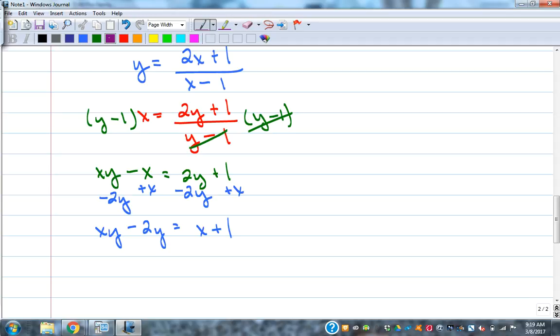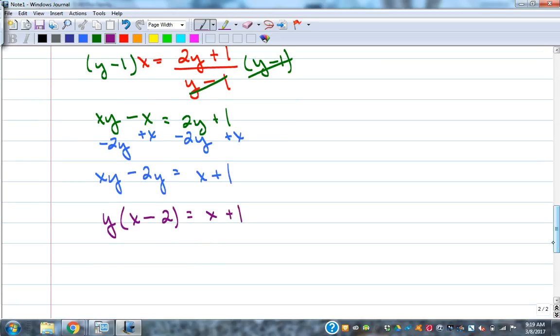Now, here's where Algebra 1 comes back. Guess what? What do these have in common? So we could factor a y out, right? Yeah. Y times (x minus 2). Now, what's going on between y and these parentheses? The multiplying. The opposite of that would be, if we divide by x minus 2, what's going to be left by itself? That's what we want.